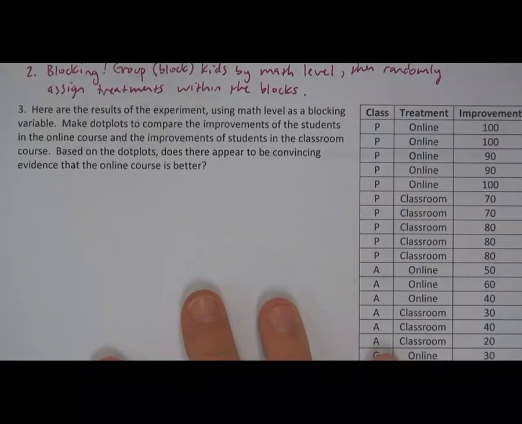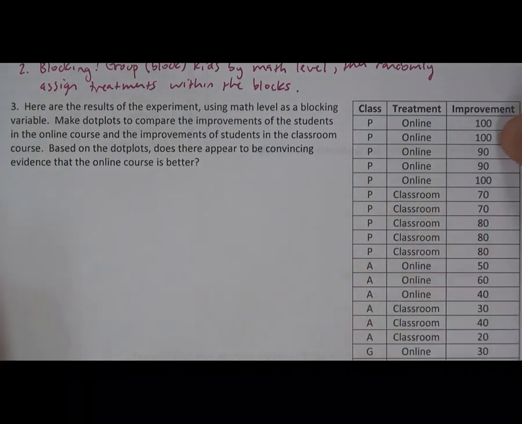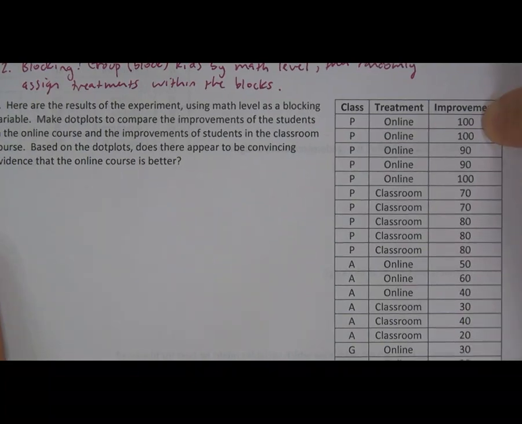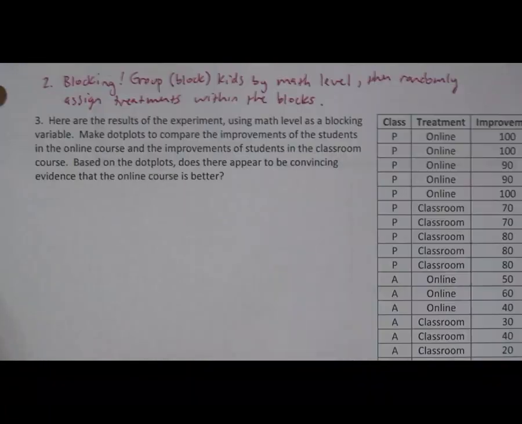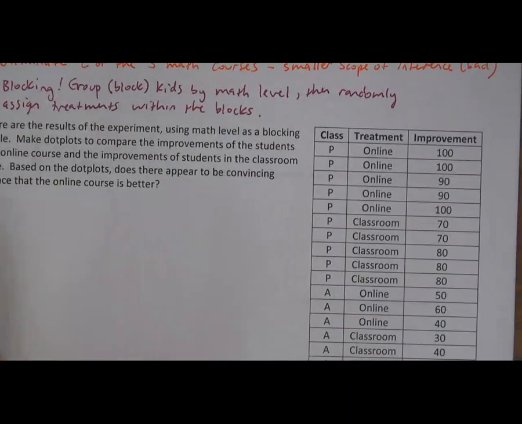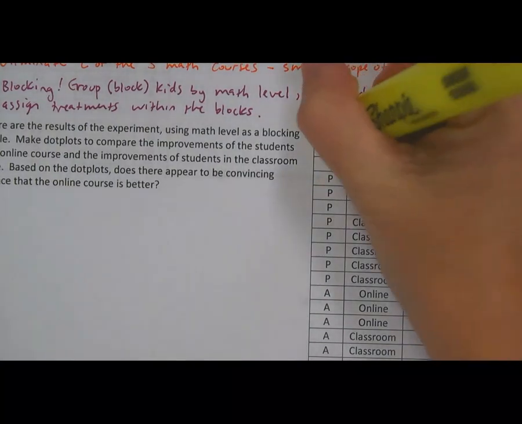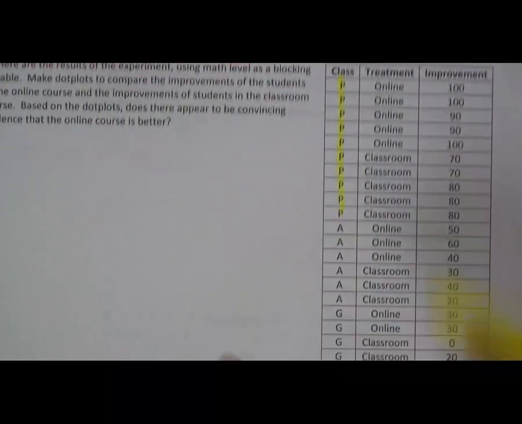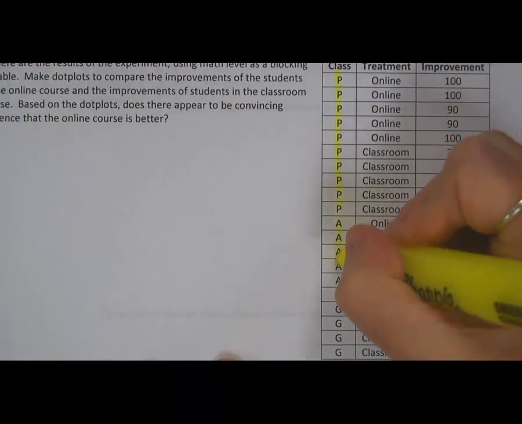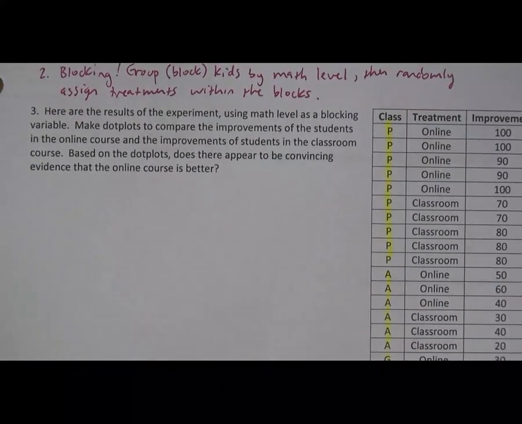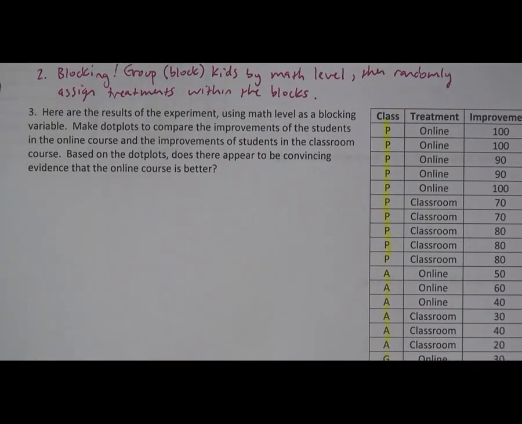So here are their improvements, and I looked back at this and I guess this means how many points they improved on their SAT score. Let's just go with that. Here are the results of the experiment using math level as a blocking variable. So they've split it up, like all of the pre-cal kids, whether they did online or classroom, their improvements and their scores, all the algebra kids, and all the geometry kids are kind of grouped together. Very much like stratifying, and we'll put that in our notes in just a second.